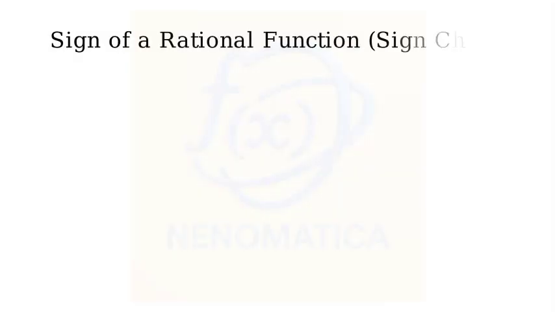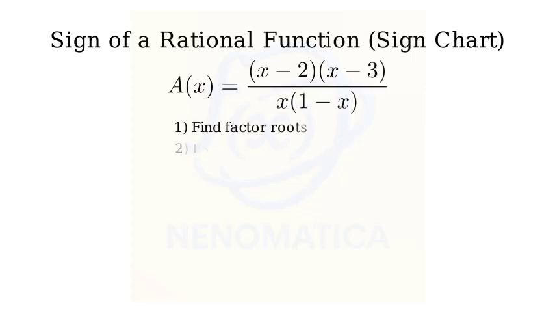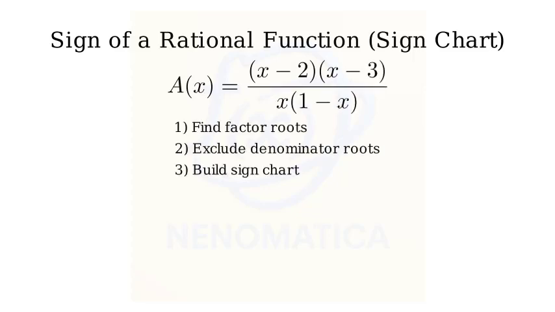Example. We will determine the sign of a rational expression using a sign chart. Our expression is A of x equals open parenthesis x minus 2 close parenthesis times open parenthesis x minus 3 close parenthesis divided by x times open parenthesis 1 minus x close parenthesis. We will 1. Find critical numbers from each factor. 2. Mark denominator roots as not allowed. 3. Fill a sign table and then read off where the function is positive, negative, or 0.